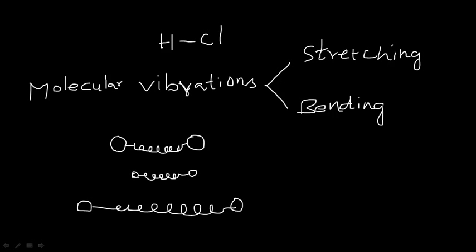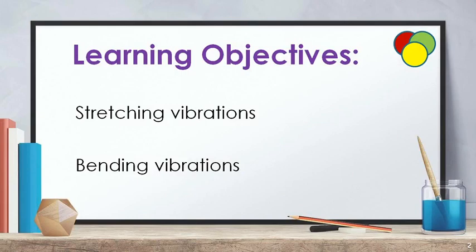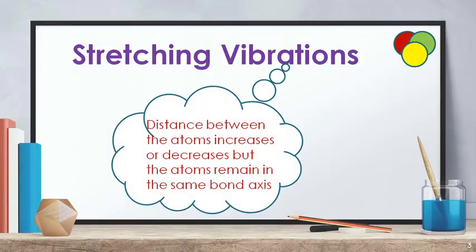Molecular vibrations are mainly of two types, stretching and bending. Now let us see what stretching vibration is by taking a perfect example. The learning objectives in this class are stretching vibrations and bending vibrations. First of all, I am taking stretching vibrations. In the case of stretching vibrations, the distance between the atoms increases or decreases, but the atoms remain on the same bond axis.